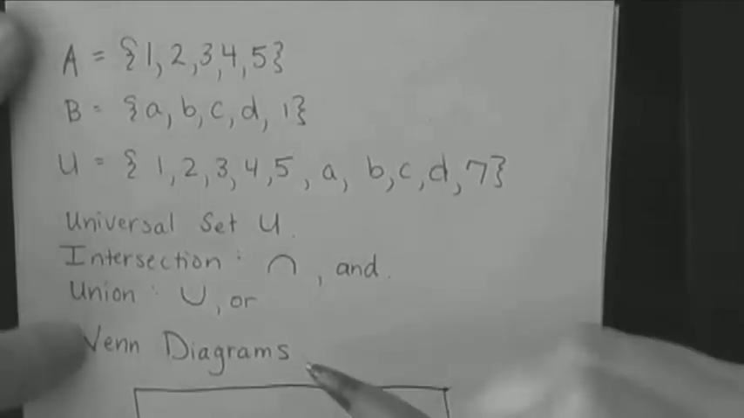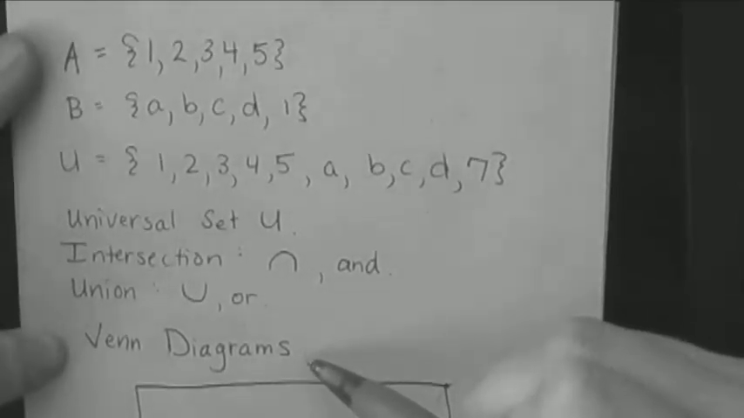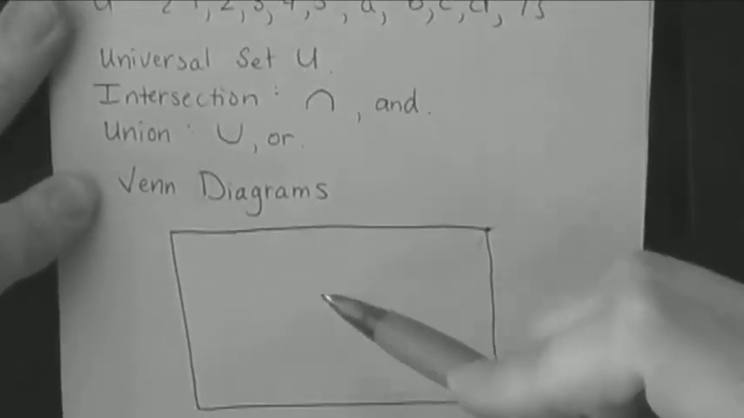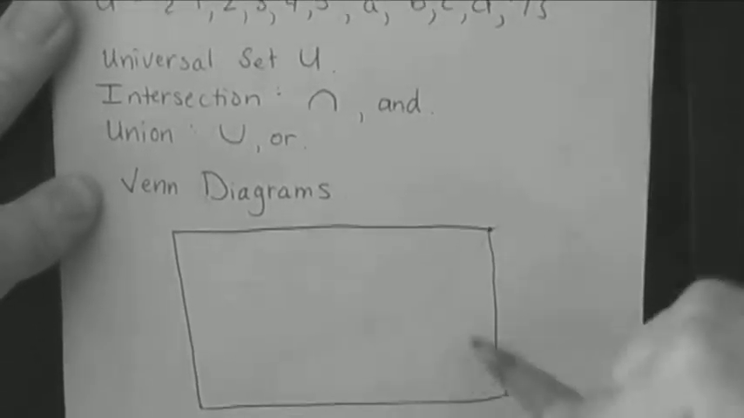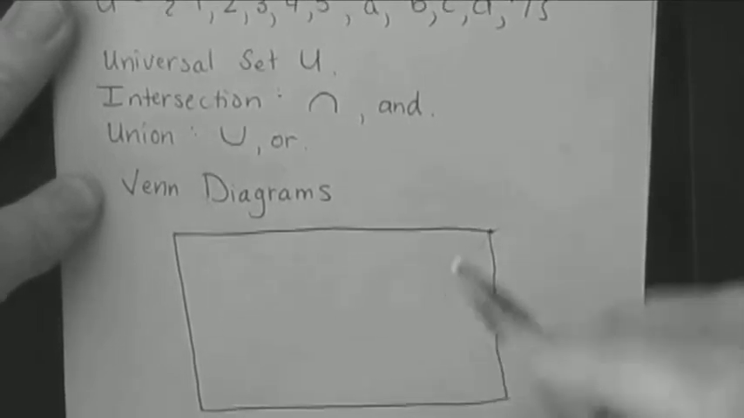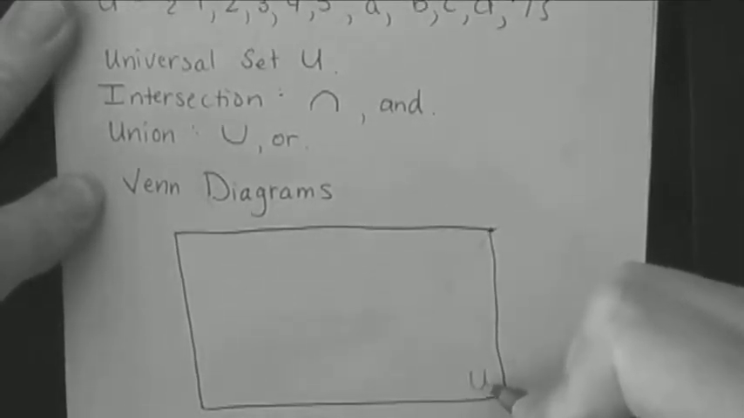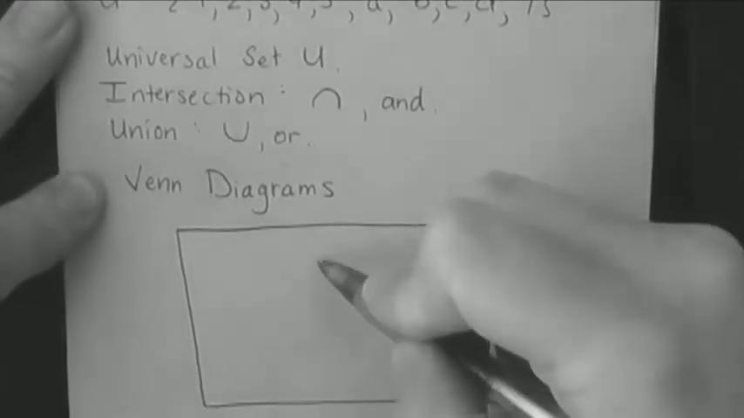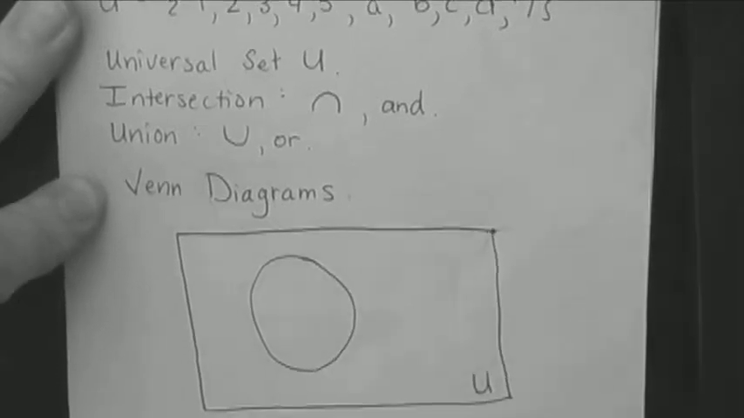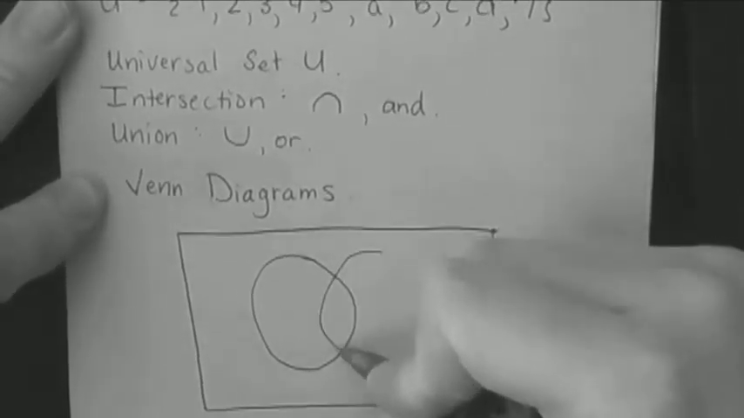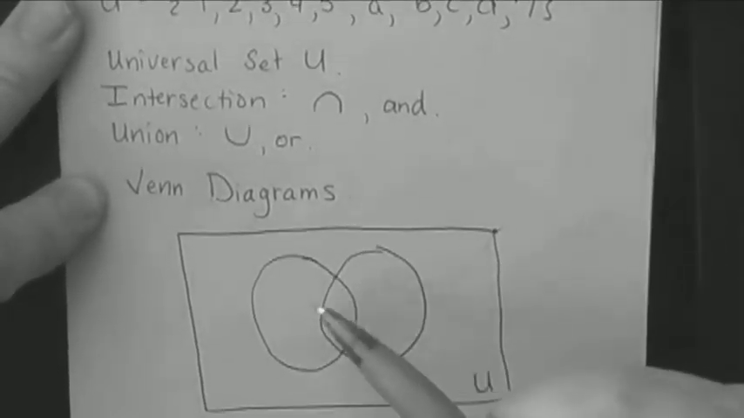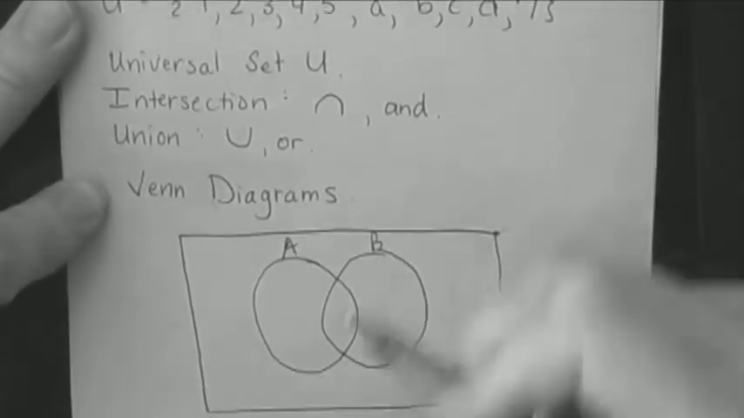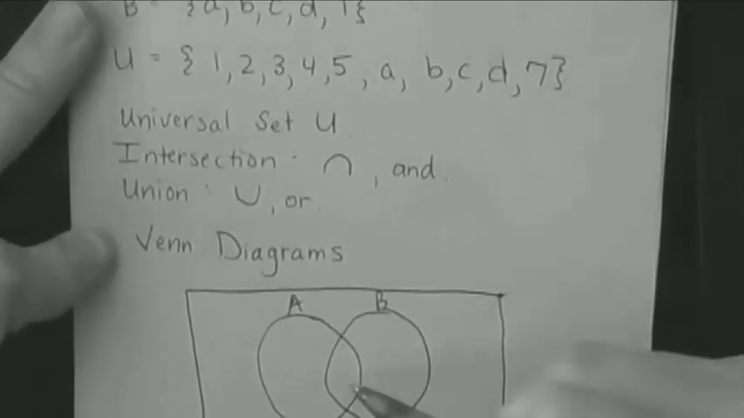Okay, so let's talk about how to draw these in a Venn diagram. First, I draw a box. A Venn diagram is just a depiction of sets using circles in a box. The box represents U, the universal set. So everything goes inside of the box, and I have two sets. I have set A, and I have another set that's set B, except I draw them so that the circles can overlap because they may have some elements that are in both A and B. And that's what I would put in the middle.